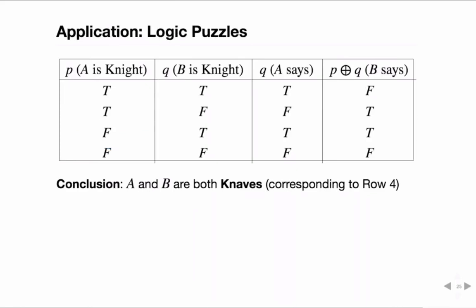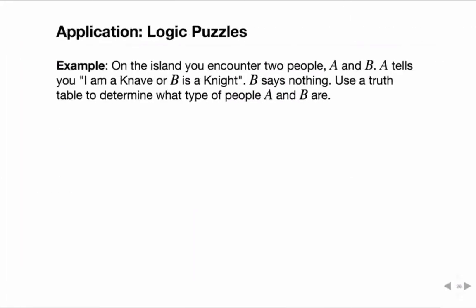Okay, we're going to do one more example. This is actually a slightly easier example. So same scenario, you're on the island of knights and knaves and you encounter two people, A and B. And A tells you, I am a knave, or B is a knight. And B says nothing. He or she keeps their mouth shut. And so we're supposed to use the truth table to determine, if we can, what type of people A and B are. This is easier in a sense because we only have one statement to deal with, the statement about what A says.